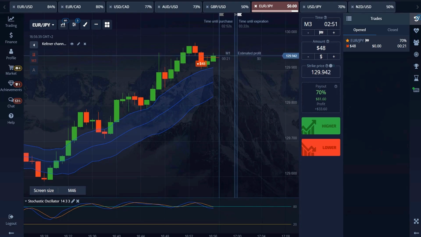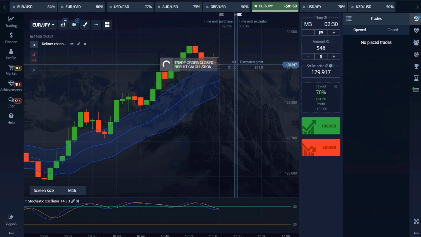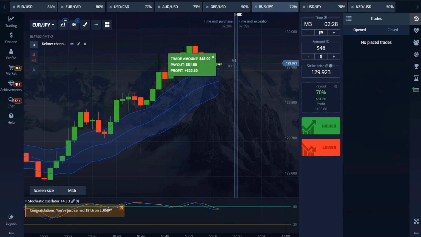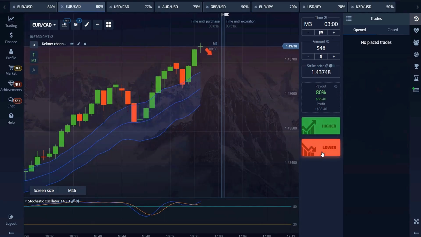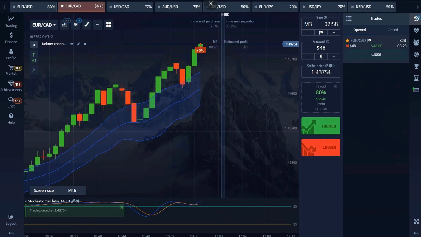The best part? This strategy works on Pocket Option, IQ Option, Olymp Trade, and even OTC markets. It's versatile, easy to follow, and perfect for beginners and experienced traders alike. Now grab a notebook, stay focused, and let's jump into the charts where I'll show you everything, step by step. Let's level up your trading skills together.